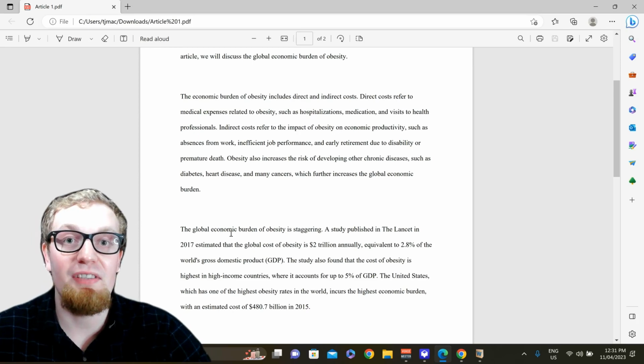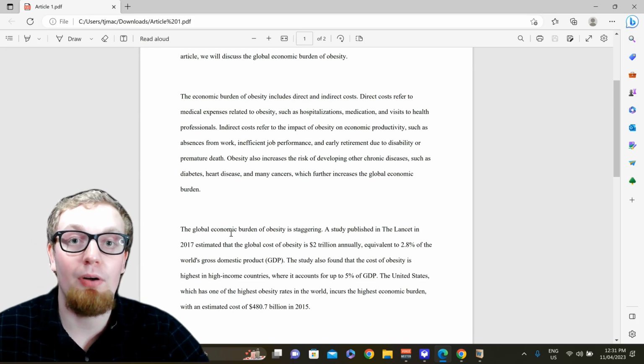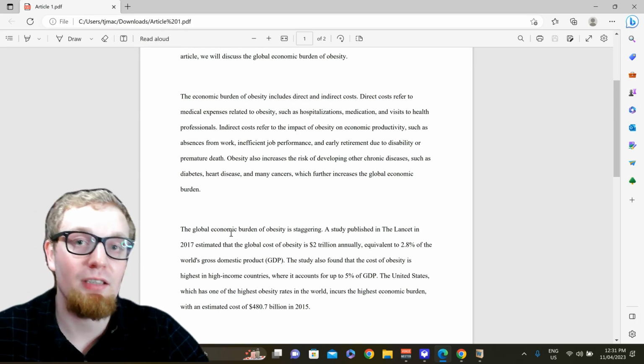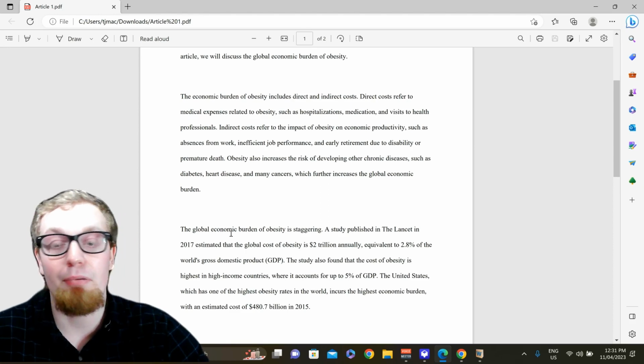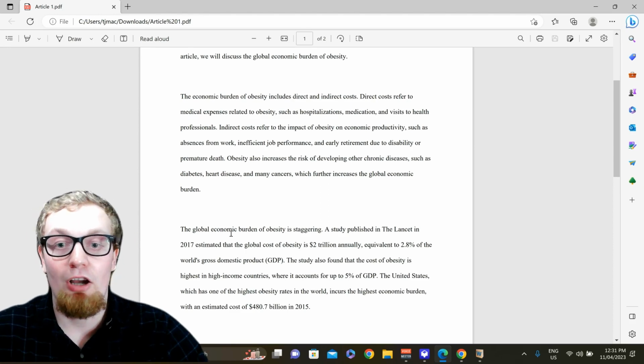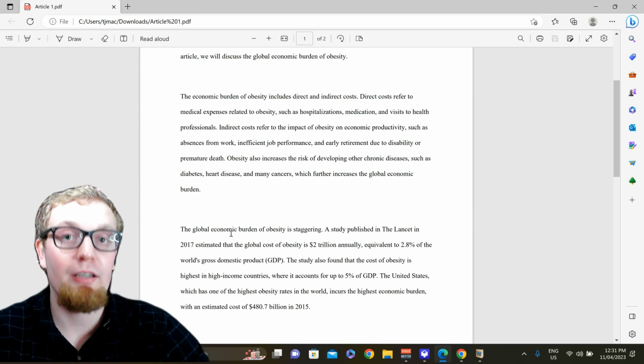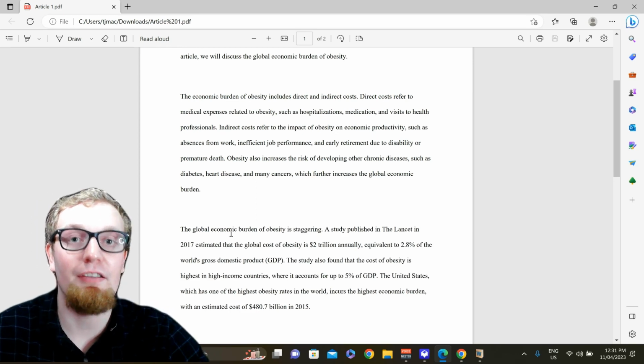And earlier retirement due to disability. Disability can be brought about by the debilitating side effects of obesity, or even premature death. It goes without saying, your ability to work declines quite rapidly if you're dead.